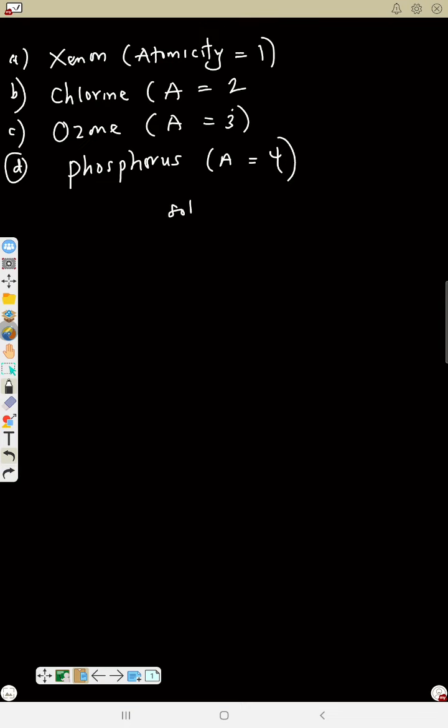So write down the molecular formula of each of these elements. So if you have the atomicity in front, so now for xenon, the atomicity is 1. So xenon is Xe. So I will put 1 as a subscript because the atomicity I have here is 1. So this is the chemical formula. But we don't write subscript 1, so I'll leave it as Xe. B. Chlorine. Chlorine is Cl. But here we say the atomicity is 2. That means the chemical formula is Cl2.